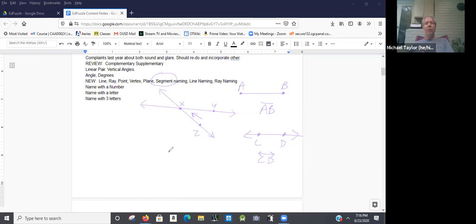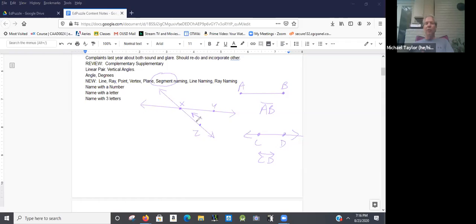And the question I have for you is, why can't I call that angle X? What would be confusing if I called that angle X? Right, I got four angle X's. Well, that's angle X, that's angle X, that's angle X, four angle X's. So if I want to specify this one and it's confusing, I need to give three letters.